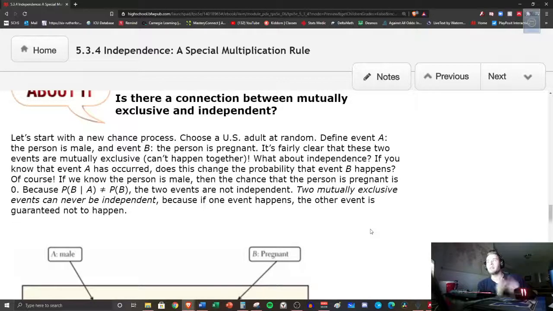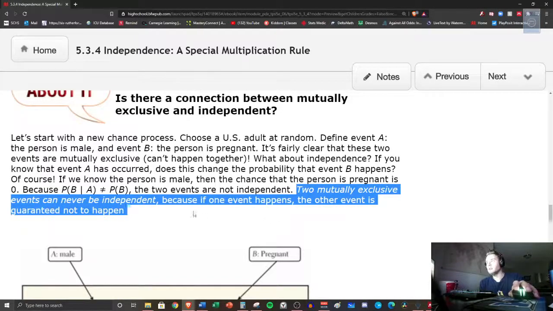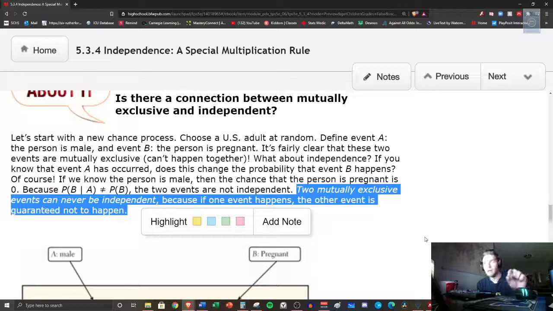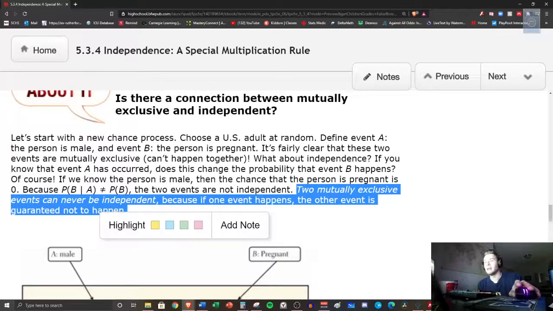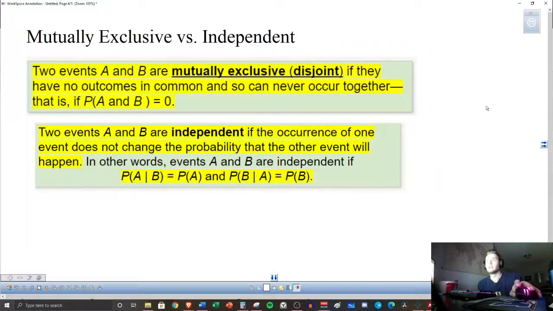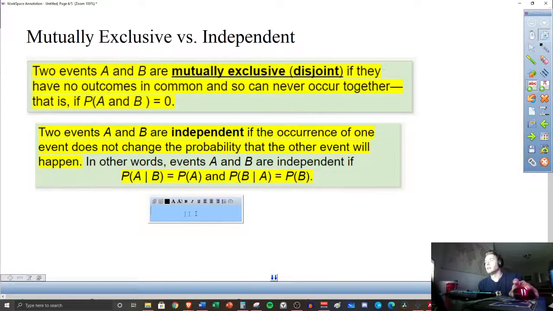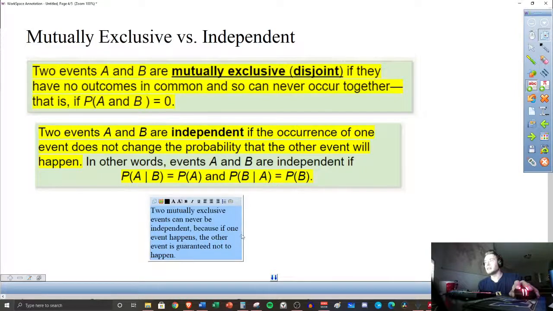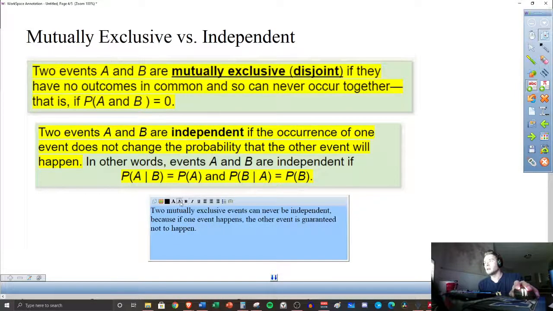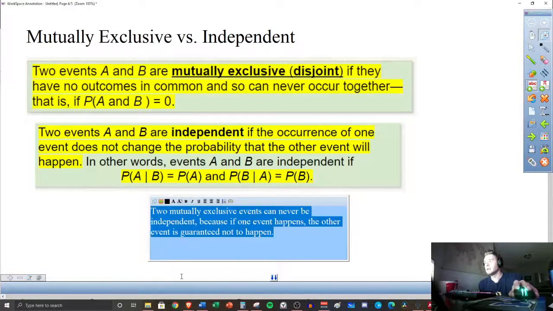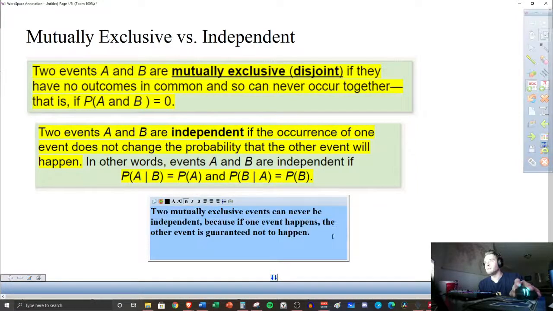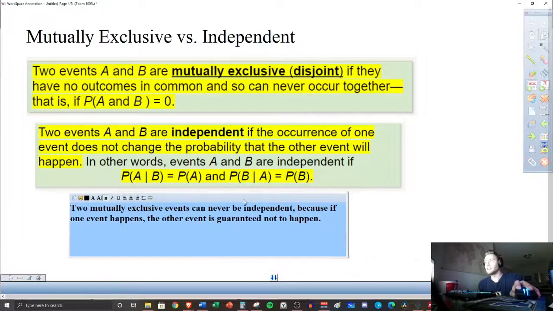A lot of times this can be kind of confusing, but hopefully you're able to remember this rule. Two mutually exclusive events can never be independent, because if one event happens, the other event is guaranteed not to happen. This has to go in our notes. So let's go ahead and put that in there. Paste. Boom. Increase the text size. Didn't happen. Hold on. There it is. Bold it. You guys need to write this.